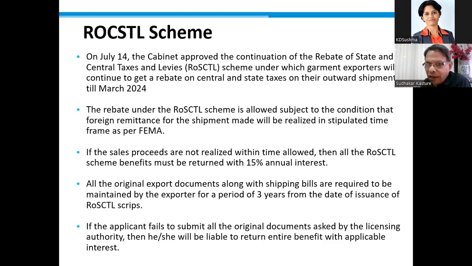Another scheme, ROSCTL, was introduced on July 14th. This is a rebate of state and central taxes and levies, but for garment exporters. So this scheme is applicable only for garment exporters, because there are different kinds of calculations under this, and the scheme operates accordingly. So there are two schemes. For the garment sector, you have ROSCTL, and for other products, you have RODTP. Again, both the schemes aim at refunding taxes to you, which are inbuilt into the cost.